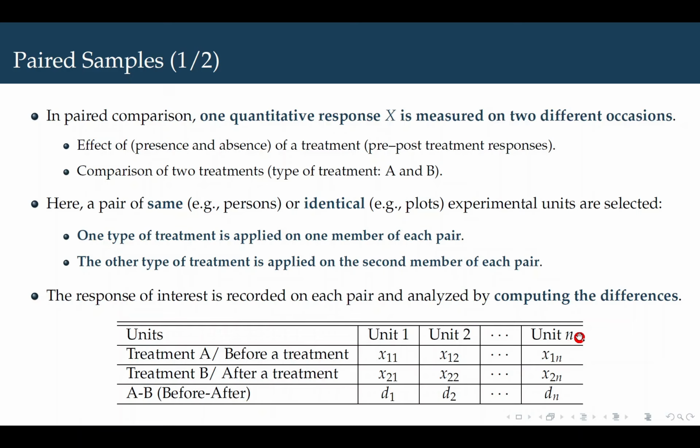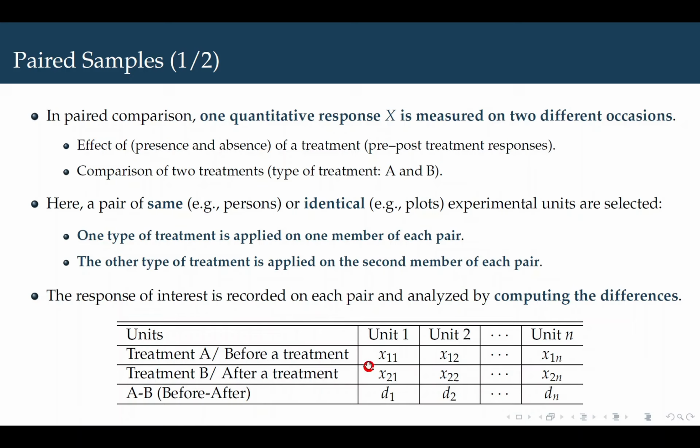Therefore, we have n units, and from each unit our response of interest is recorded on 2 different occasions. In the case of evaluating the effect of the presence and absence of a particular treatment, x11 may represent the response of interest before applying the treatment, and x21 may represent the response of interest after applying the treatment. The same happens for unit 2 and unit n.